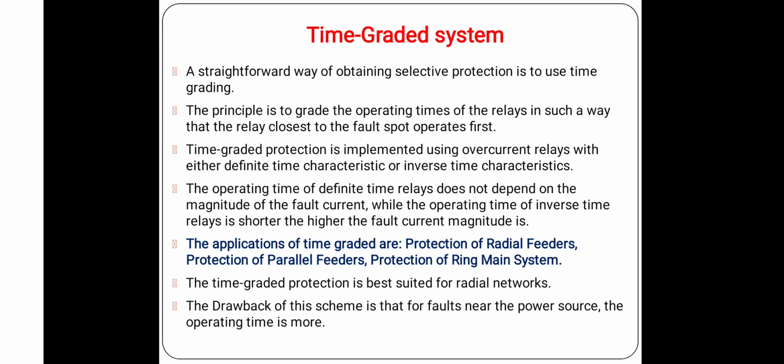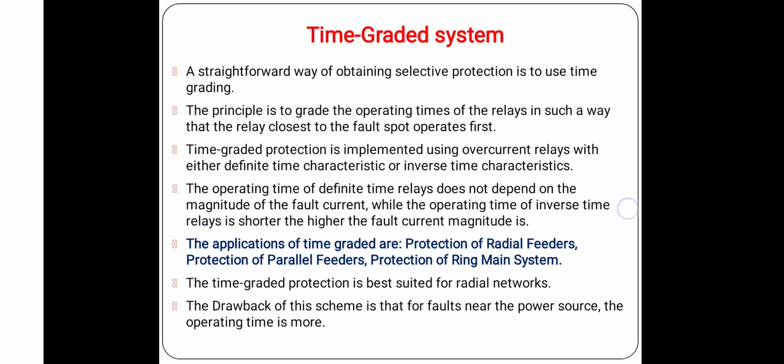That means we already learned the inverse time relay and definite time relay in the previous lecture of the overcurrent protection scheme, where we already are aware that the definite time relay does not depend on the magnitude of the fault current. At the same time, the operating time of inverse time relays is shorter the higher the fault current magnitude. The time graded protection is best suited for the protection of radial distribution systems.